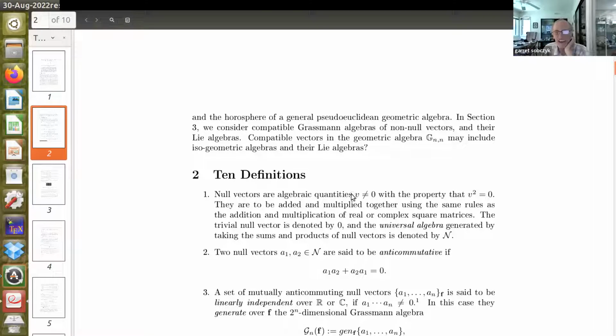V is an algebraic quantity not equal to 0, which has... No. Read the third sentence. Okay, the addition and multiplication. No, third sentence. Okay. The trivial null vector is denoted by 0. Okay, but that's not trivial. When V is not equal to 0, that's not the trivial one. No, but 0 is the trivial null vector. Yeah, and it has square 0 because, like, real numbers.